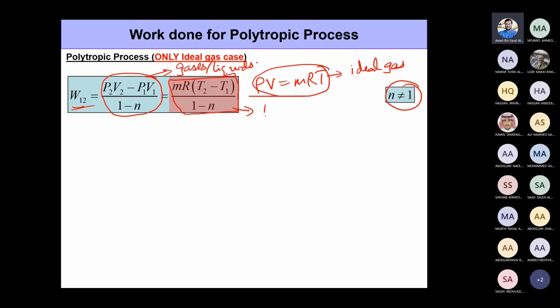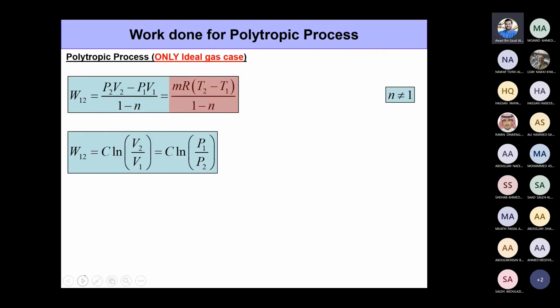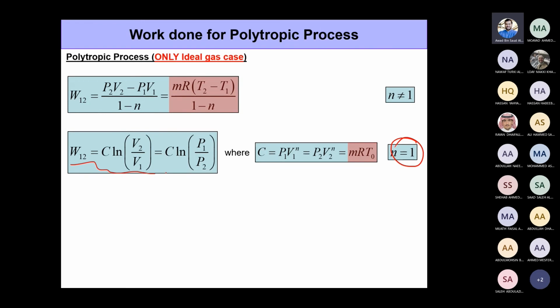Again, this cannot be used for any gases. It cannot be used for real gas. And of course, it cannot be used for liquids, right? Because this we obtain by using the ideal gas equation. So whenever the ideal gas equation is satisfied, you can of course write it in that sense. Now the other option is when n is actually equal to 1, and when n is equal to 1, then you can write the general formula for work output as C ln V2 by V1 or C ln P1 by P2. General formula again, applies to all liquids and gases.